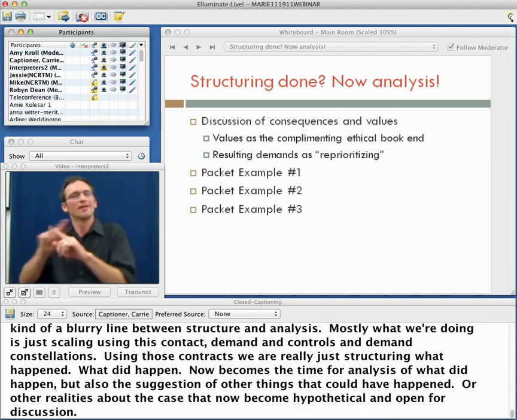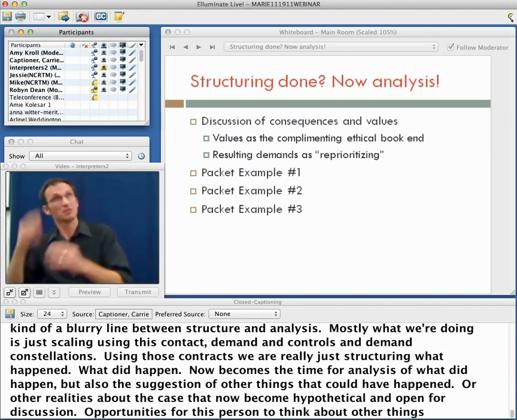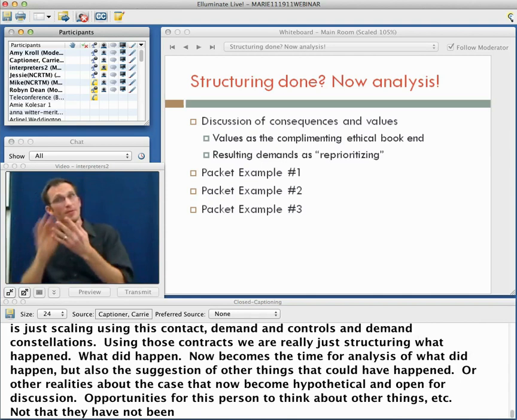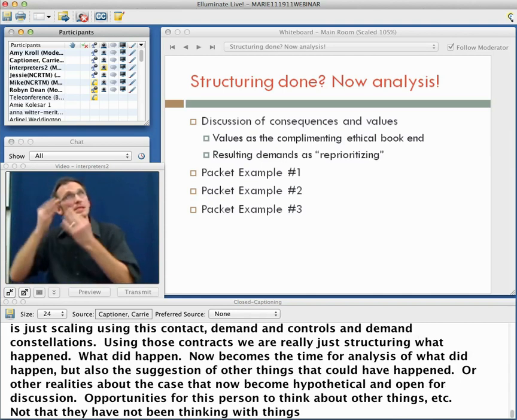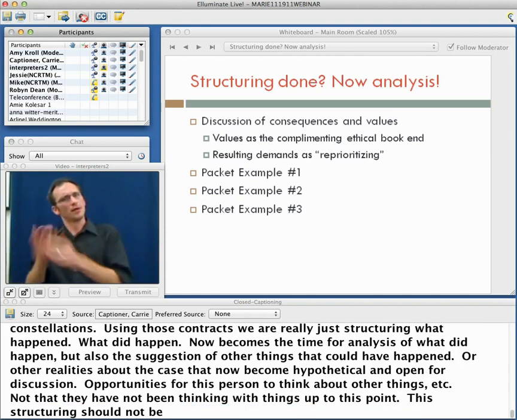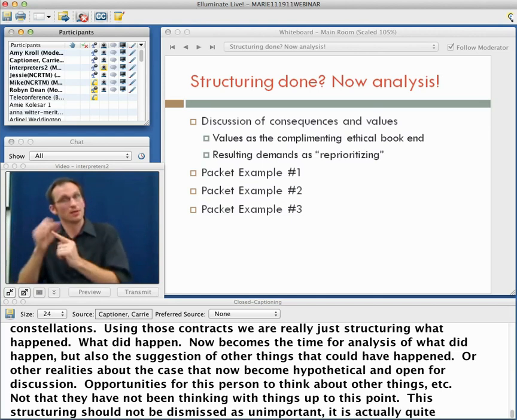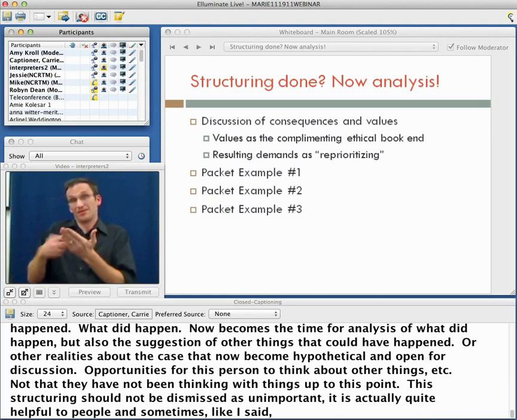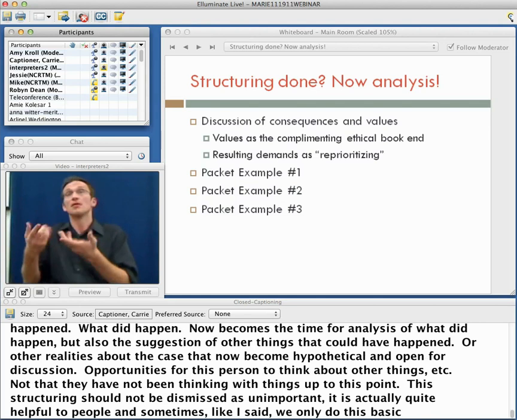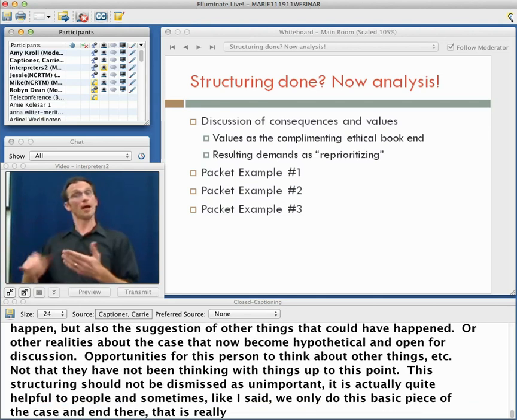Not that, again, they have not been thinking about things up until this point. This process of structuring should still not be dismissed as unimportant. It's actually quite helpful usually to people, and sometimes, as I've said, we only do this basic piece of the case and end there, because that's really the most helpful part of the process.